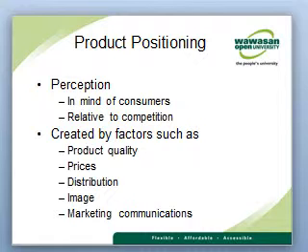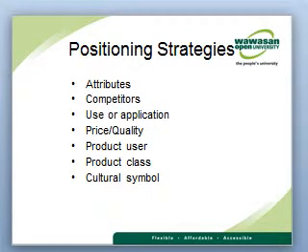So when we talk about product positioning, firstly we talk about positioning in terms of perception. What does the consumer have in mind concerning the product? Or the product position is created by factors such as product quality, prices, distribution, image, and marketing communication that is being conducted for the product. So these are the ways you can position the product. In terms of strategies, you position your product according to attributes, competitors, use or application, product price or quality, product user, product class, or cultural symbol.